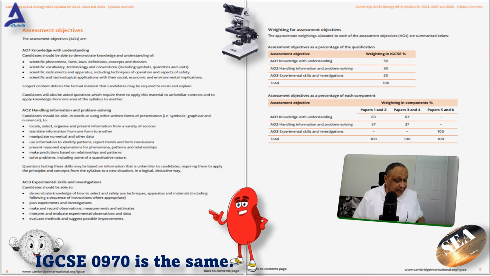And last but not least is assessment objective 3, experimental skills, and this is 100% in paper 5 and 4. We are going to exclude paper 5 unless your school or your country gives you an opportunity to do your work in a specific, safe, and suitable lab.